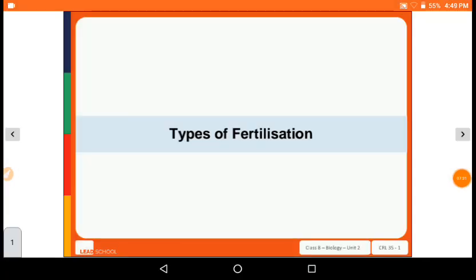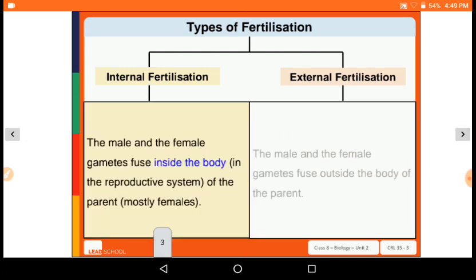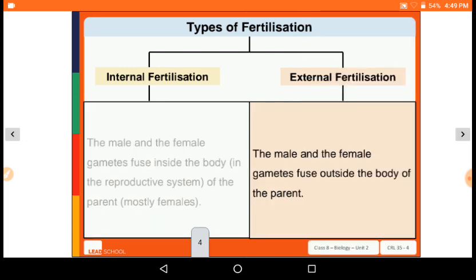Now the next is the types of fertilization. There are two types of fertilization: internal fertilization and external fertilization. What do the two terms mentioned above mean? In internal fertilization, the male and female gametes fuse inside the body of the parent, mostly in females, and in external fertilization, the male and female gametes fuse outside the body of the parent.